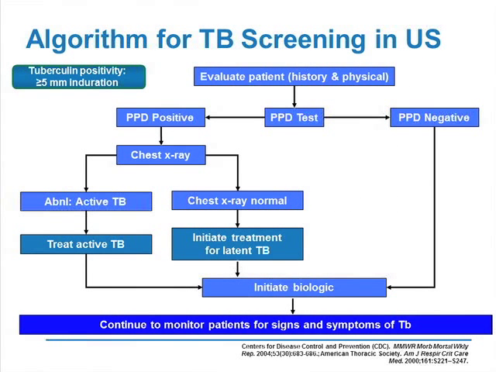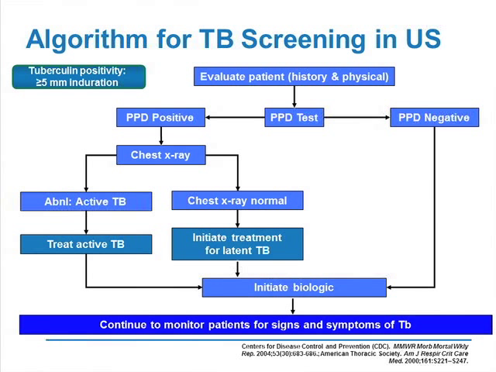So the algorithm for someone who, for instance, may be at high risk, someone with rheumatoid arthritis or psoriasis who's about to go on a biologic, we're going to use a 5 millimeter cut point as being positive. The patient should be evaluated with a careful history and physical examination, looking for signs and symptoms of active infection. The tuberculin skin test should be administered, and if negative, you can see on the right that person could then go on to receive the biologic therapy.